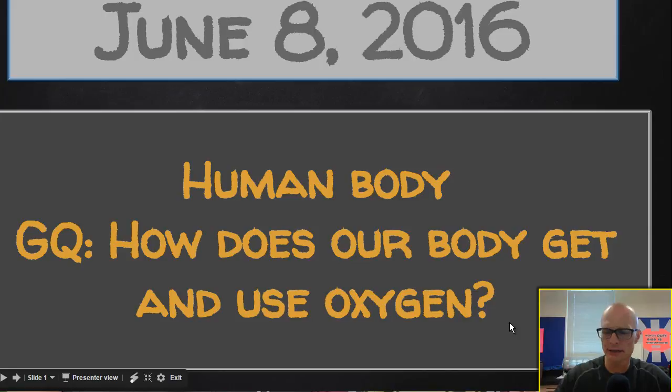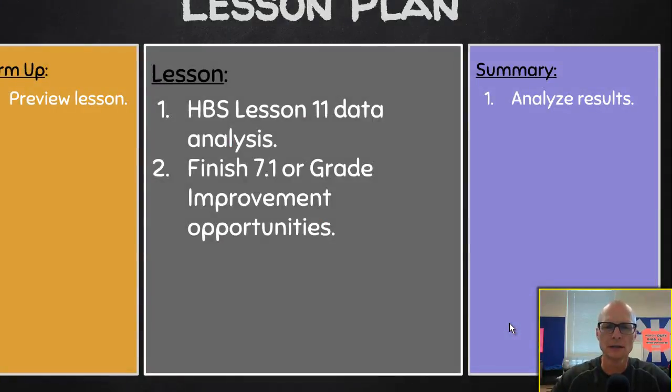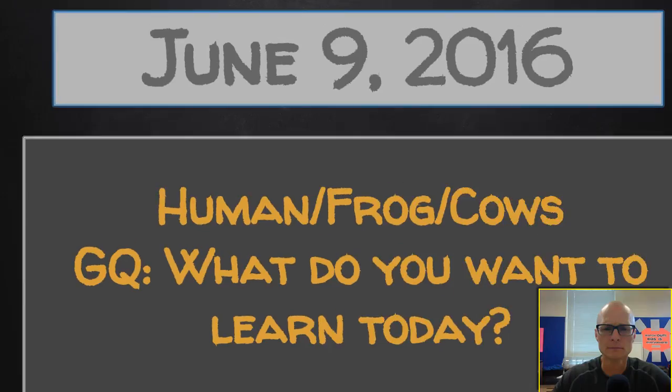Okay, and as promised, on the 8th, Wednesday, we are going to finish up lab 11 and give you time for data analysis. Now, some of you that are a little more timely with your mathematics, let's say, you can do data analysis, mean, median, mode, central tendency stuff rather quickly. You can use the time to finish up 7.1 study guide if you're not finished, or take advantage of the grade improvement activities. Otherwise, if math is not your thing, make sure you lean heavily on those in your group and work together to get those numbers.